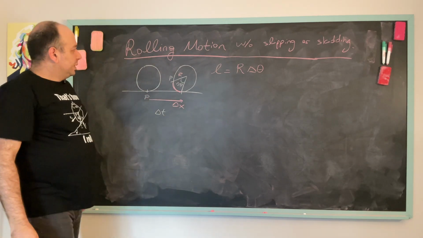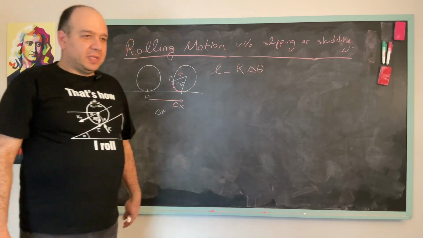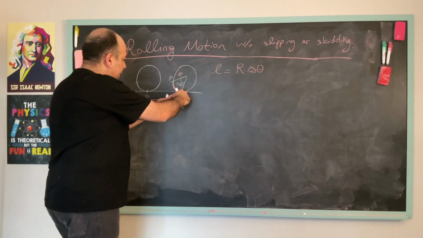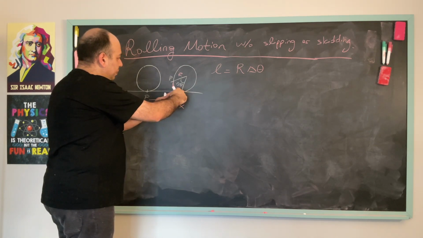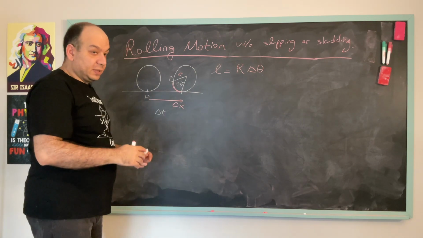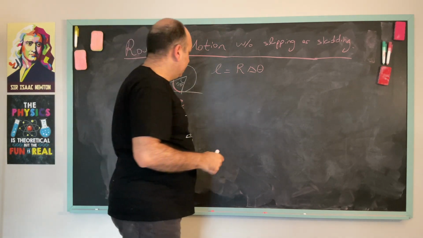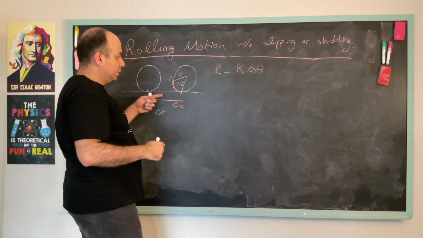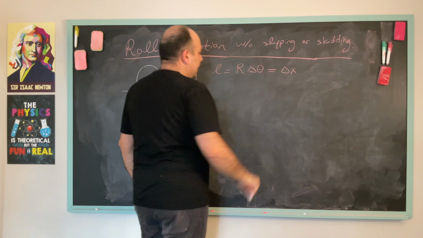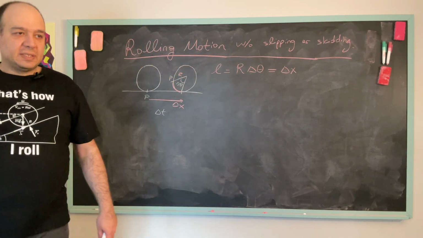So here comes the condition for rolling motion without slipping. We require the distance traveled by P to be the same as the distance traveled on the straight line, in the horizontal direction. If this is the case, we will have rolling without slipping.